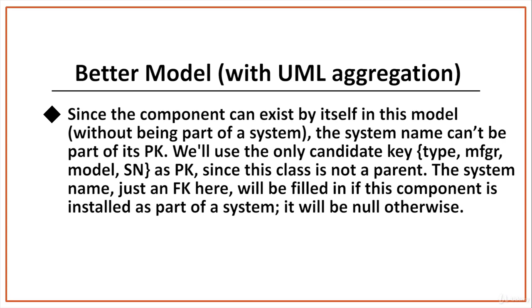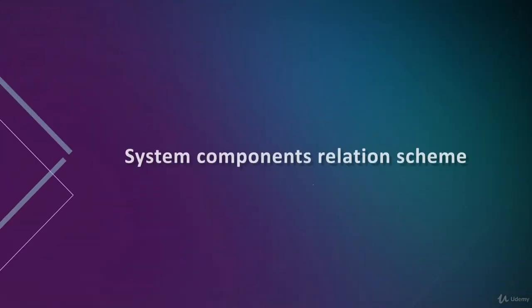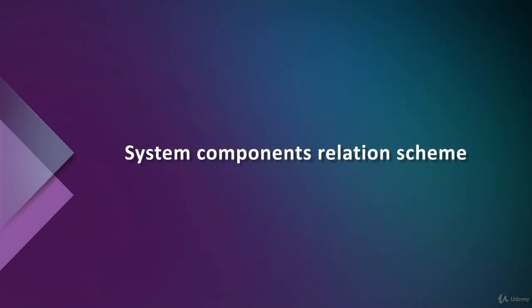We'll use the only candidate key, type, MFGR, model, SN, as PK, since this class is not a parent. The system name, just an FK here, will be filled in if this component is installed as part of a system. It will be null otherwise. Now let's talk about System Components Relation Scheme.